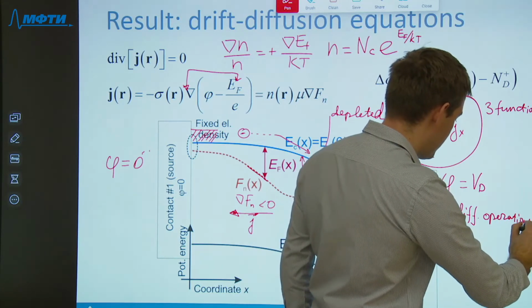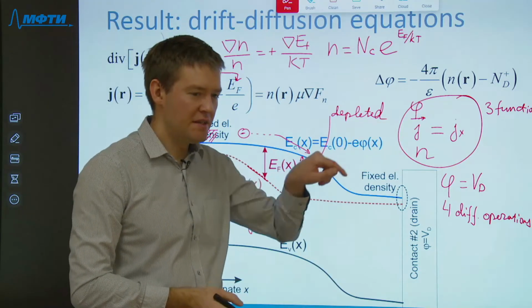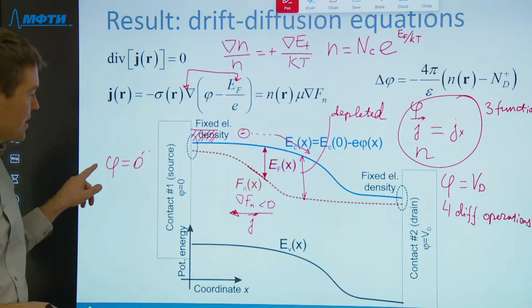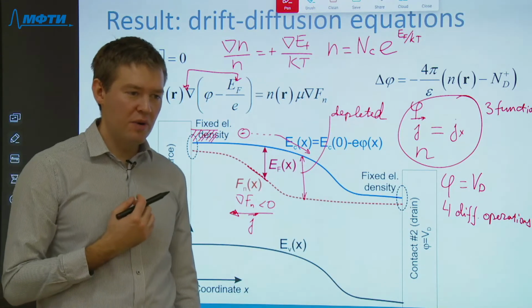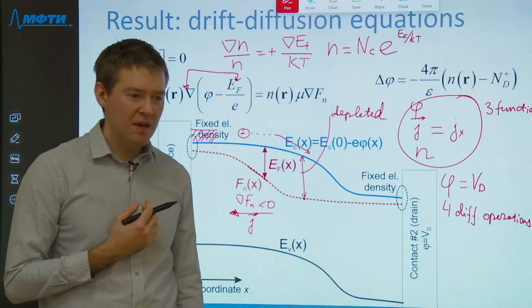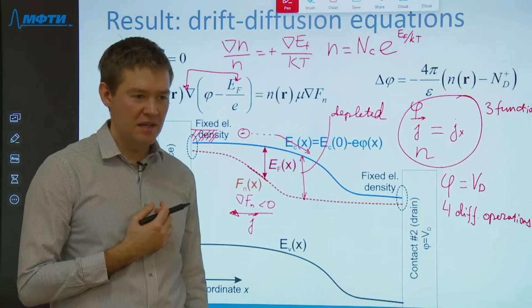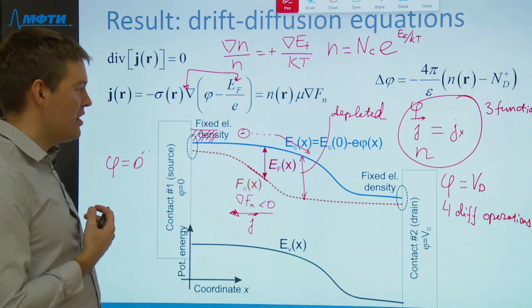2 for electric potential, 1 for current and 1 for the density. So we will need 4 boundary conditions. The 2 boundary conditions are for electric potentials, and the other 2 boundary conditions are typically for the doping at the contacts. How many electrons are there in the contacts?